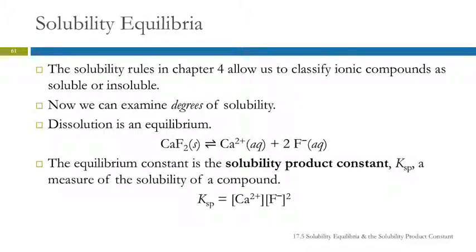The reactant is a solid. Solids don't change their concentrations, so we've left them out of the equilibrium constant expression. So we've got calcium ion times fluoride ion squared. So that's the equilibrium constant for this equation. Because this is something dissolving, we give this one a special name. It's KSP. It's the solubility product constant, because we're talking about solubility. So we've got Ka, we've got Kb, and now we've got KSP.